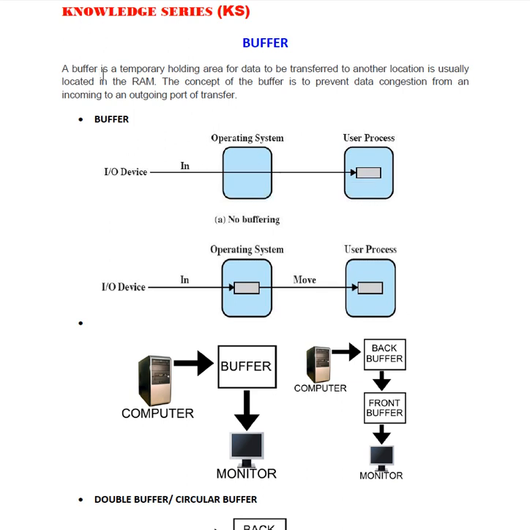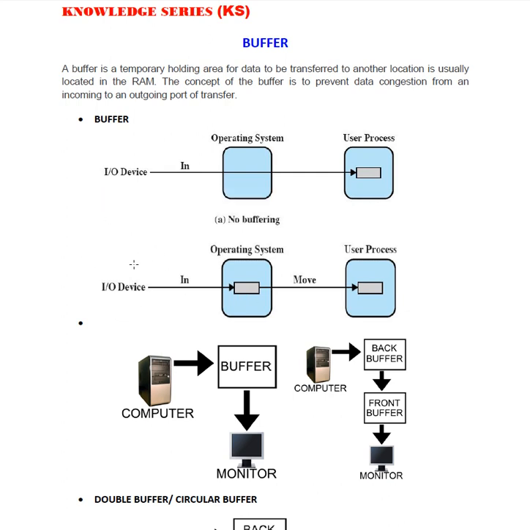So here, if you see the statement, a buffer is a temporary holding of data to transfer to another location, usually located in the RAM. The concept of the buffer is to prevent data congestion. That means if the whole data is directly accessed by the CPU, there are chances of congestion. So here you are creating a job. A job is nothing but a collection of processes. So you create a queue, and based on the queue the data is transferred.